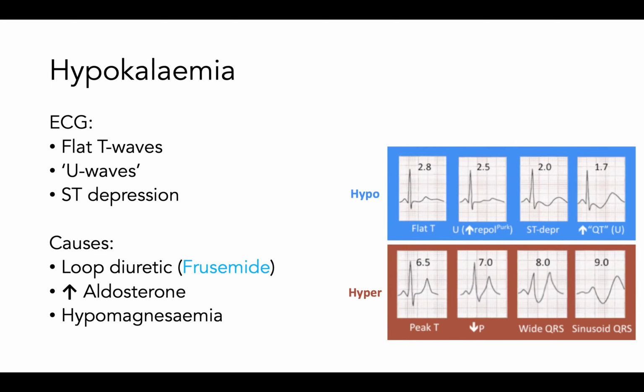Before we move on, a quick word about hypokalemia. So this is the opposite pathology, and the ECG is almost a mirror image of what you get in hyperkalemia. So in hyperkalemia you get peaked T waves.